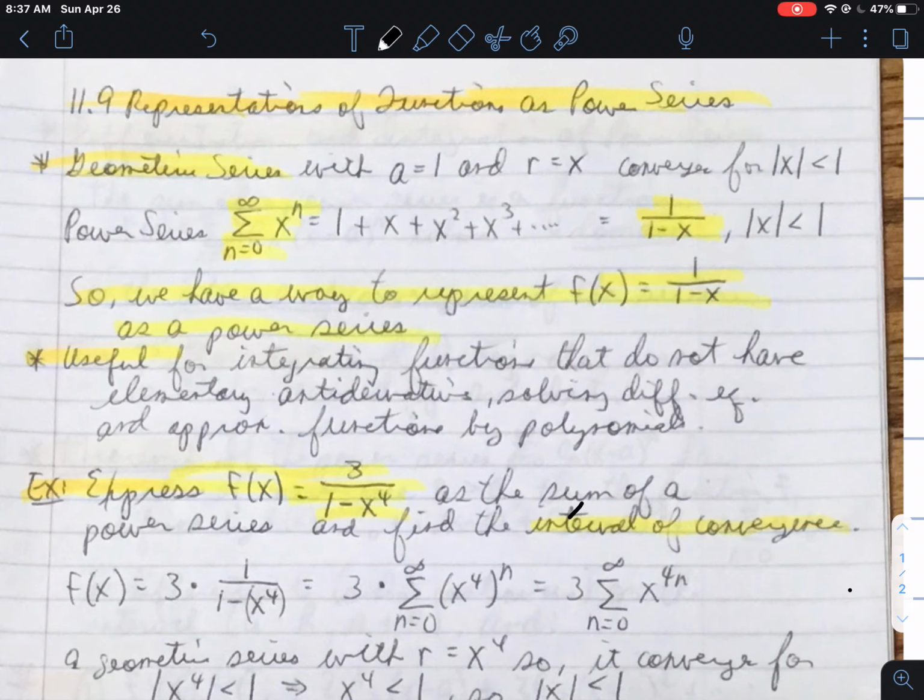So in this case, the first one, I'm looking at a geometric series with a equals 1 and r equals x. So I'm letting r be my variable, x in this case. That means this series would converge for the absolute value of x less than 1. I have the power series sum as n goes from 0 to infinity of x to the n. And if you look at the terms of that series, when n equals 0, x to the 0 would be 1, and then plus x to the first, plus x squared, plus x cubed, etc.